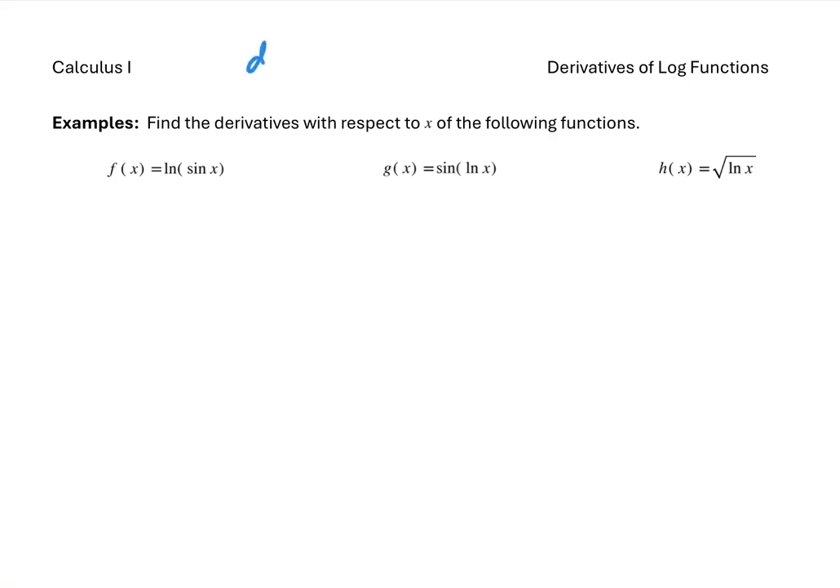Now that we've shown that the derivative with respect to x of the natural log function is precisely 1 over x, we can now find derivatives of more complicated functions that involve this natural log function. Let's go ahead and do that. Here we have for the function f the natural log of the sine of x. We have a composition of functions, and in order to find the derivative of a composition of functions, we need to use the chain rule. So we've got the inside function is the sine of x, the outside function is the natural log of that.